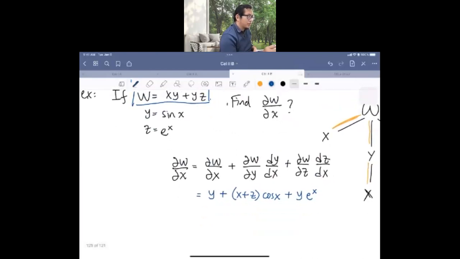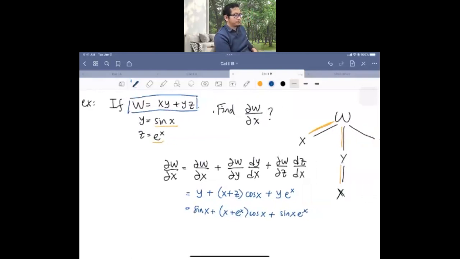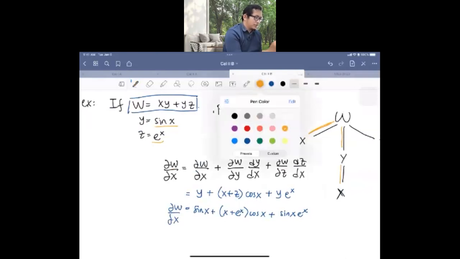Okay, and then we can have all in terms of x. We can change all into terms of x. y is sine x, plus x plus e to the x times cosine x, plus sine x times e to the x. And this will be the result, the solution.